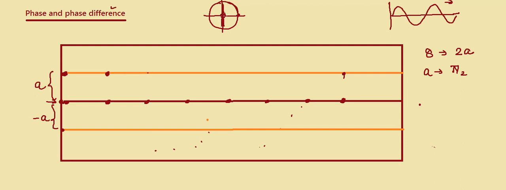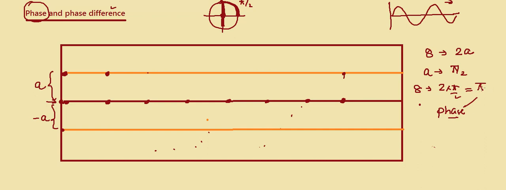So when this particle goes up over here, the angle covered is pi by 2. When it covers a distance equal to amplitude, this is equal to pi by 2, and therefore we say this angle is pi by 2 radians. For particle 8, the angular distance covered is 2 into pi by 2, and that is equal to pi. This pi is known as the phase of the particle.